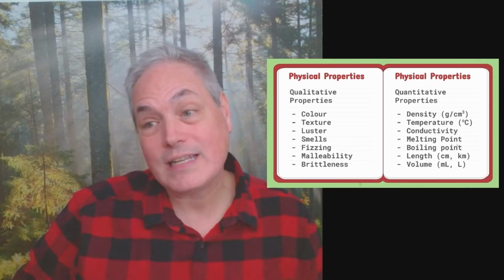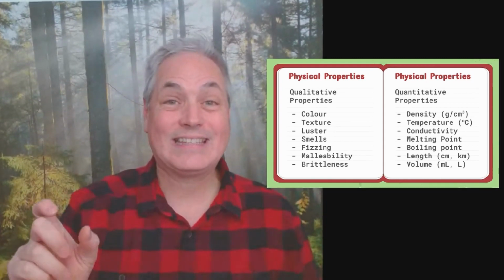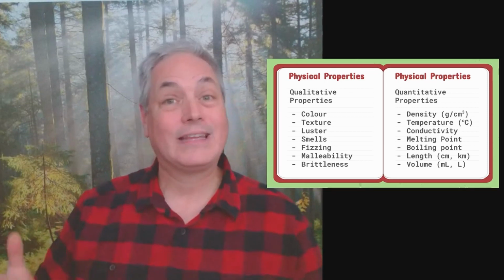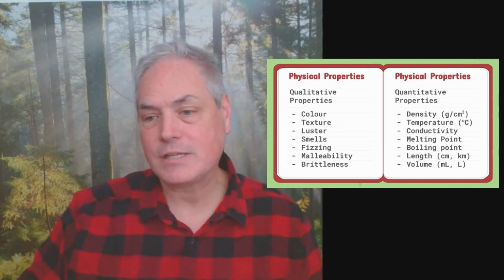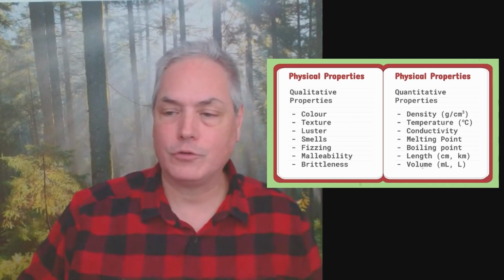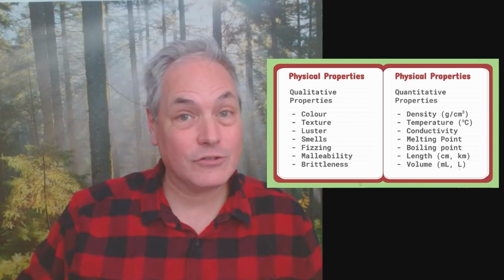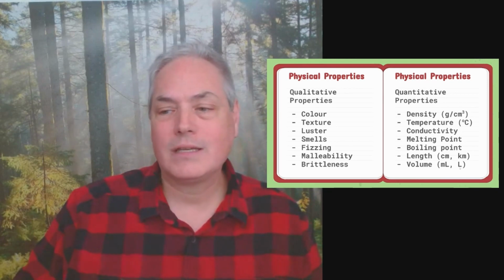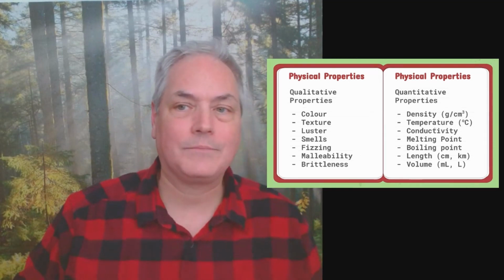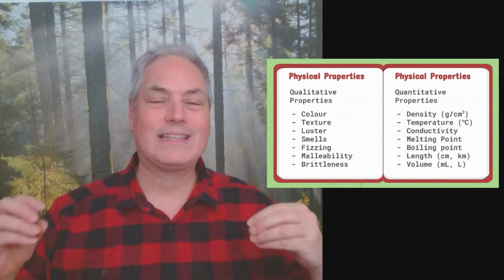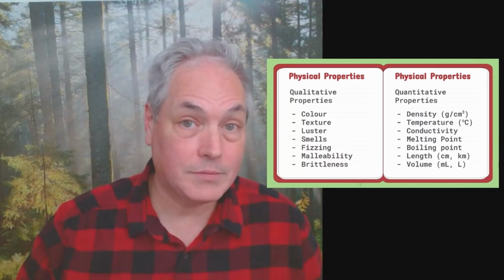If you're in the United States, then it will be in Fahrenheit. We also have lengths in centimeters and kilometers. Now, if you are in the United States, it would be in inches and miles. And we also have volume. So here I have milliliters, I have liters, it could be ounces, could be gallons, or it could be centimeter cubes as well. These are physical properties that are given information for pure substances.